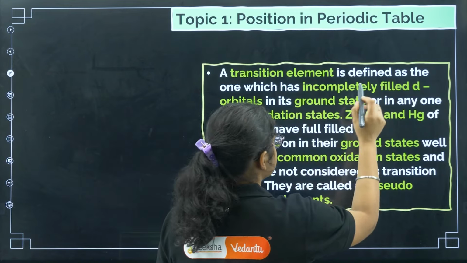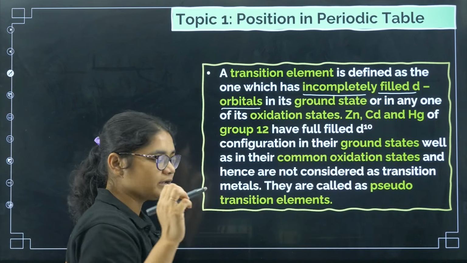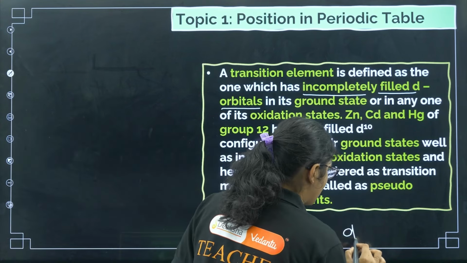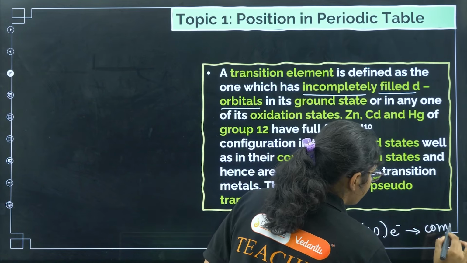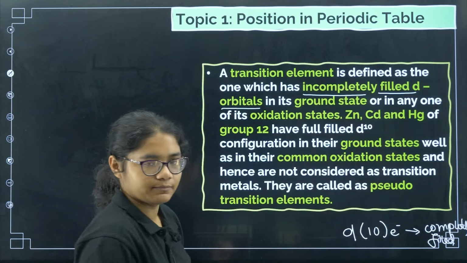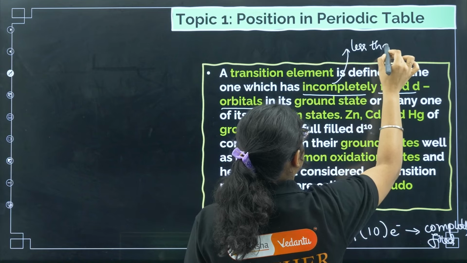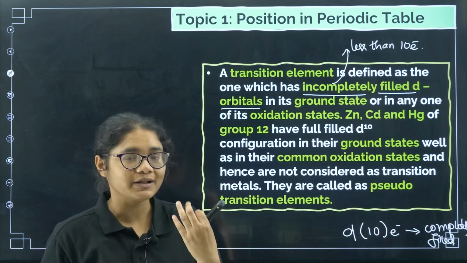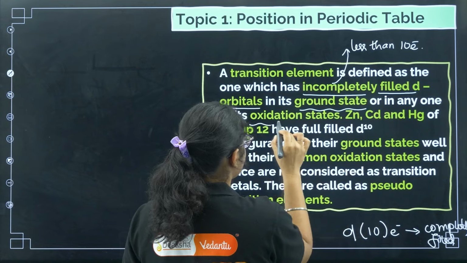See, a transition element is defined as one which has incompletely filled d orbitals. So the d orbitals should be incompletely filled. Now what do you mean by completely filled? If the d orbital has 10 electrons, then it is called completely filled. If it has less than 10 electrons, then we call it incompletely filled. So what do you mean by incompletely filled d orbitals? Less than 10 electrons should be there. When should it have less than 10 electrons? In 2 conditions: in its ground state or in any one of its oxidation states.